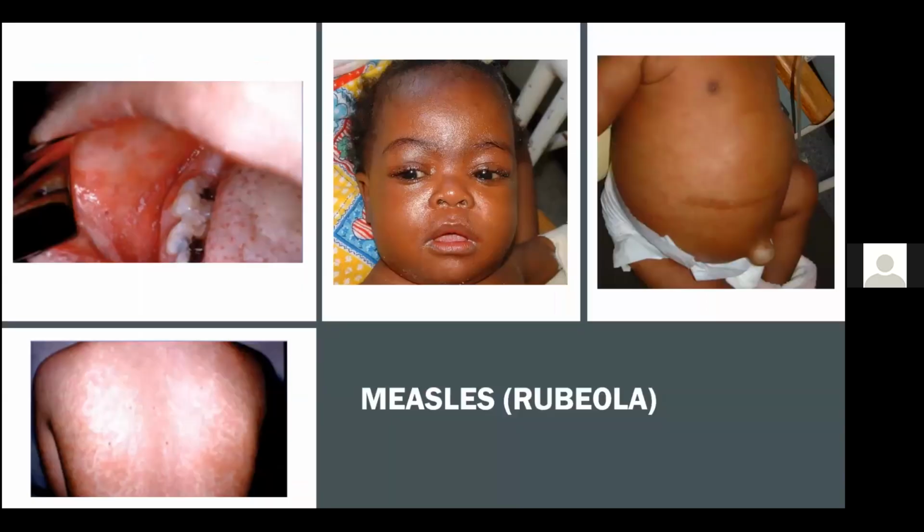Here are some more pictures. The first one is the Koplik spots. They're the blue-white spots on the erythematous base. And then you see the characteristic maculopapular rash that is confluent.